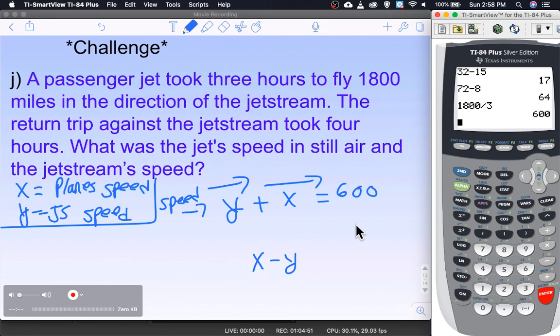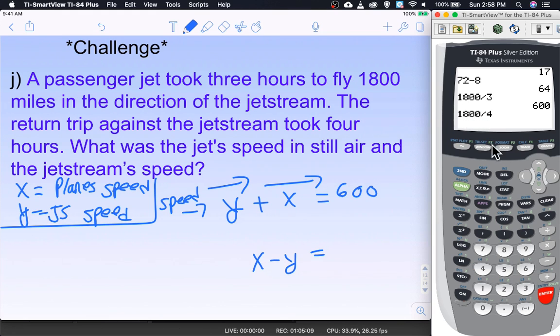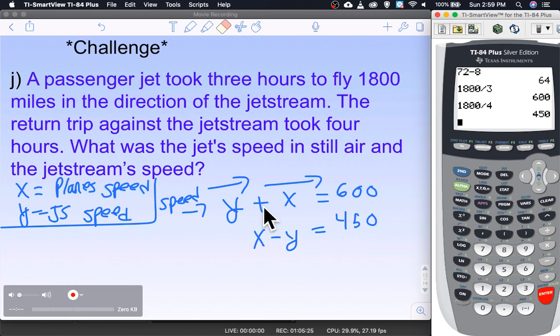So when you subtract their speeds, speed minus speed, well, how fast were they going in the end? Well, it says here the return trip took 4 hours. So it's the same 1,800 miles, but this time it took them 4 hours. So 1,800 miles in 4 hours is the same as 450 miles per hour. Now look at that. We can do that relatively easily. The hard part is setting up the system of equations. Now, I'm going to do a little bit of rearranging here. I'm going to put my x piece first and my y piece second.